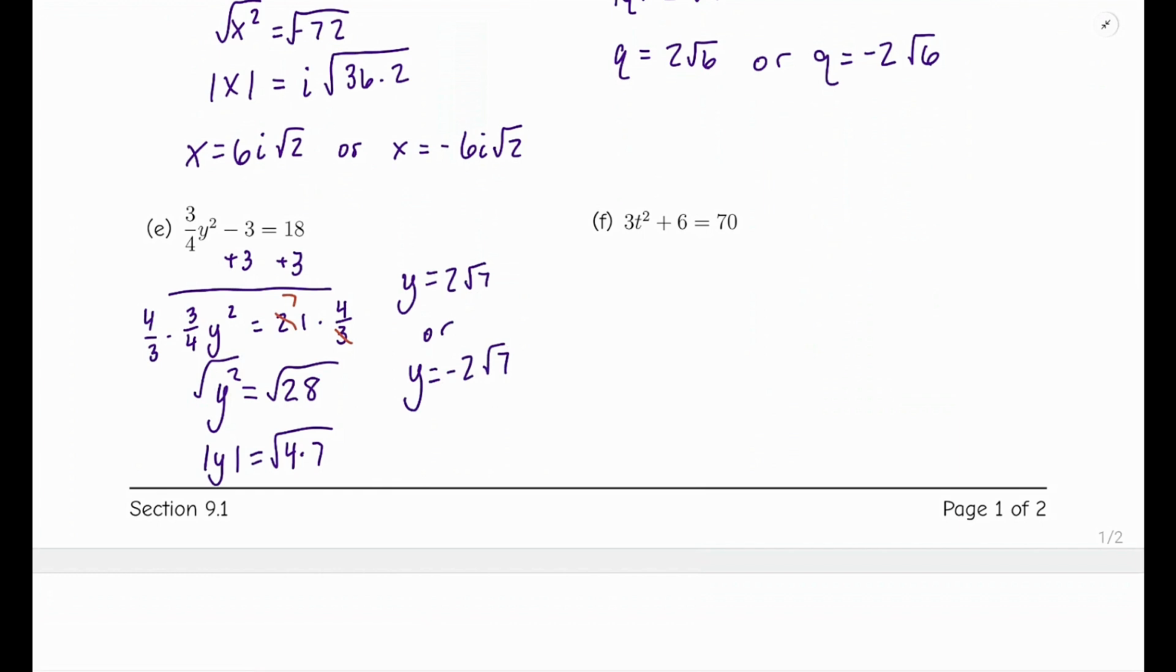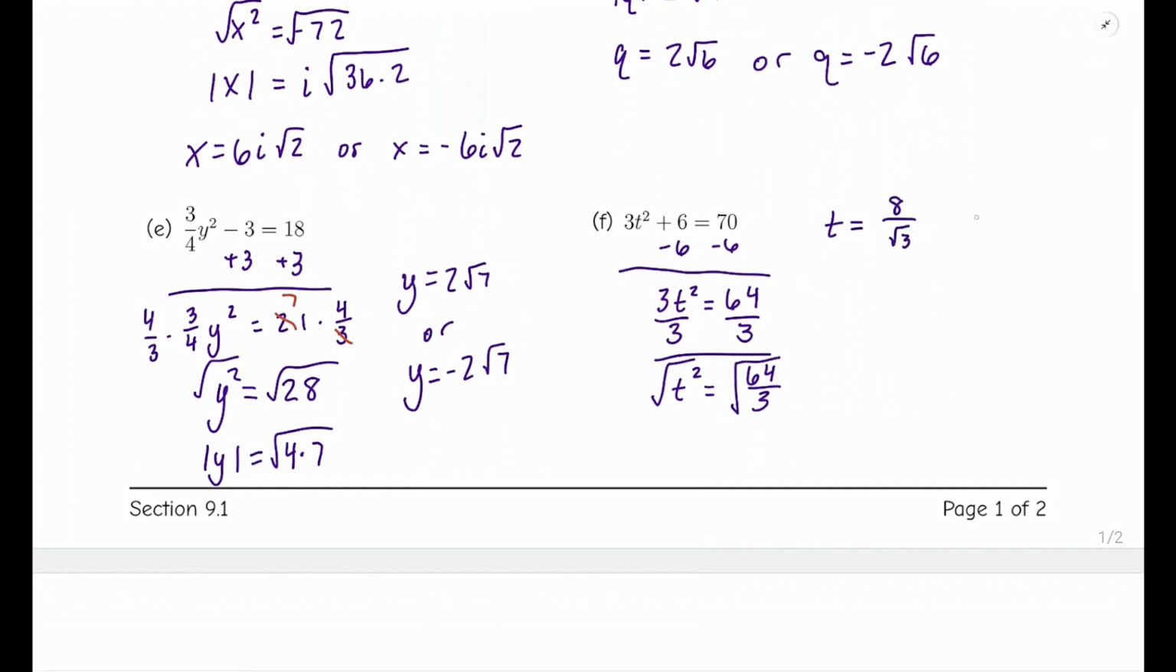Part F, 3t squared plus 6 equals 70. So I'm going to subtract 6 first. 3t squared is equal to 64. Divide by 3. T squared equals 64 over 3. Take the square root of both sides, and we get t is equal to 8 over the square root of 3, or t equals negative 8 over the square root of 3.